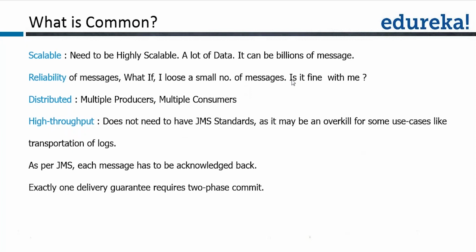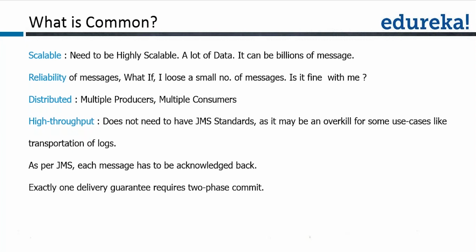So what is common for your messaging brokers, messaging systems, and Kafka? The first thing is scalable. It needs to be highly scalable. A lot of data, it can be millions of messages. This is the first difference. Reliability of messages. What if I lose a small number of messages? Is it fine with me?